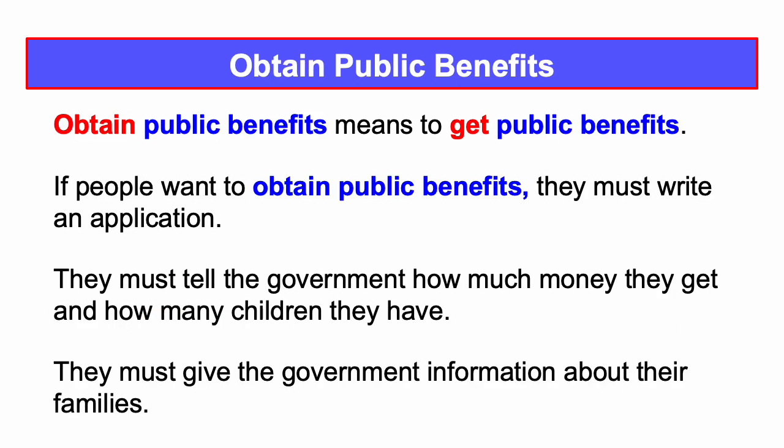Obtain public benefits. Obtain public benefits means to get public benefits. If people want to obtain public benefits, they must write an application. They must tell the government how much money they get and how many children they have. They must give the government information about their families.